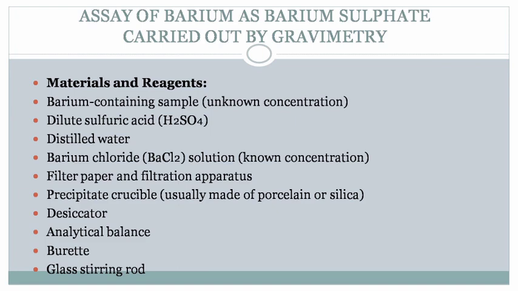Materials and reagents used. Barium containing sample, unknown concentration. Dilute sulfuric acid, H2SO4. Distilled water. Barium chloride, BaCl2, solution, known concentration. Filter paper and filtration apparatus. Precipitate crucible, usually made of porcelain or silica. Desiccator. Analytical balance. Burette. Glass stirring rod.